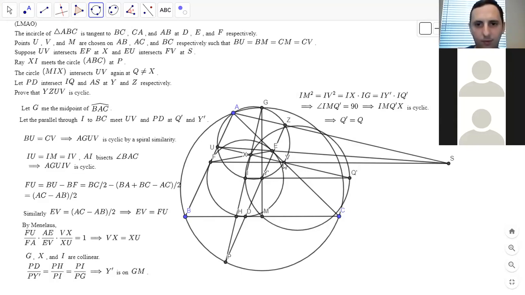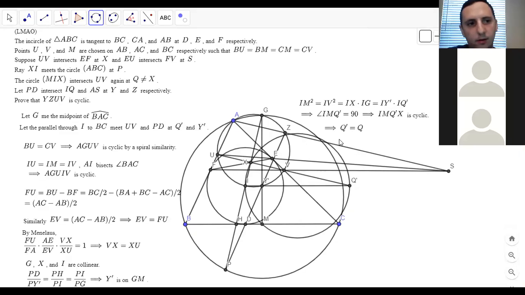So we claim that AX, AS, AU, and AV is a harmonic bundle. X is the midpoint of UV, so AS will be parallel to UV, right? Yes. So let's call AS cut the circle AUV at the point Z. We will prove that Z, Y, and P are collinear, right?